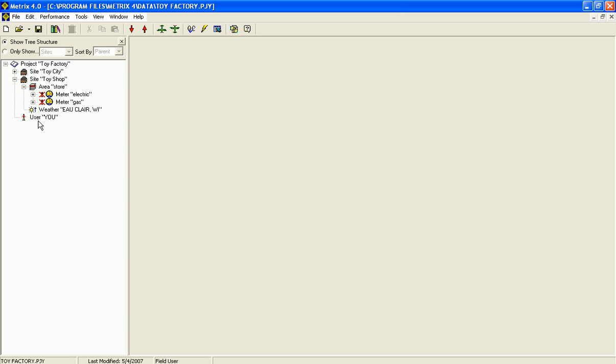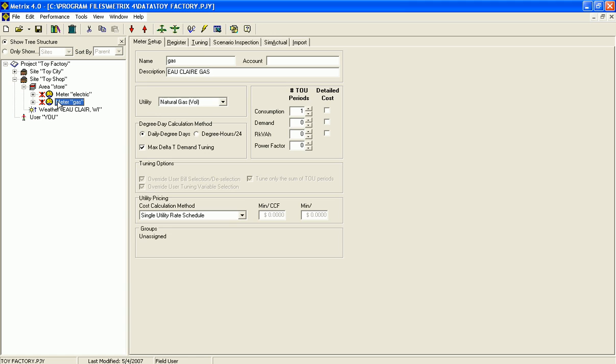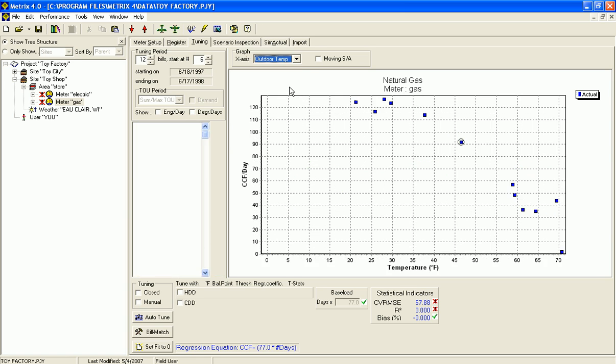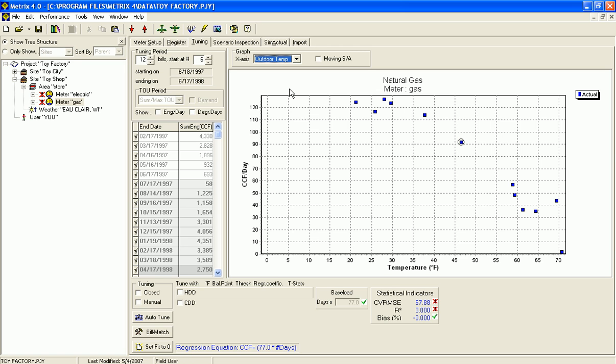First, click on the gas meter item in the store area and select the Tuning tab. The tuning period for this meter has already been selected, so let's change the x-axis of the graph to outdoor temperature. The usage versus temperature graph tells us that there is a relationship between gas usage and weather. As temperature decreases, usage increases, so we would expect metrics to tune with heating degree days. Change the x-axis of the graph to heating degree days.